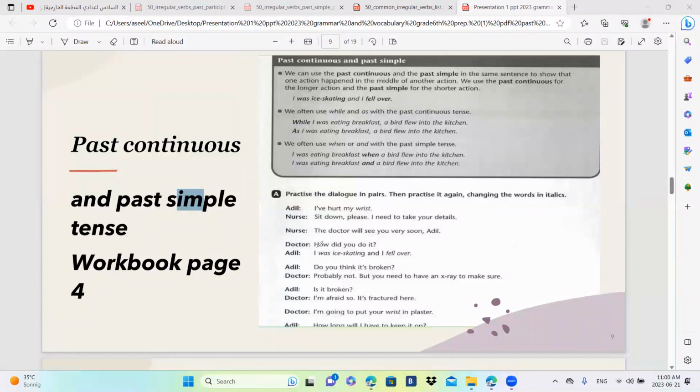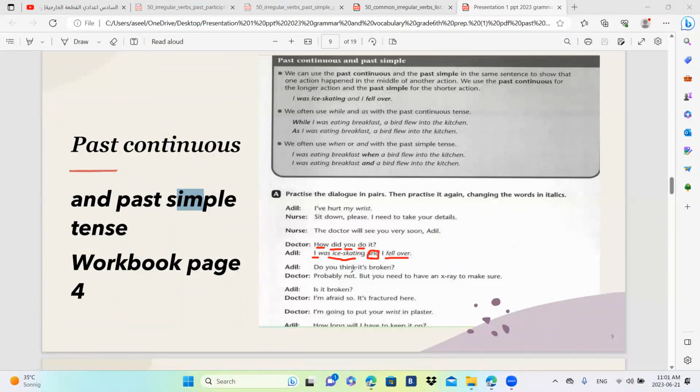Notice the question uses how. How, then the auxiliary did, then the subject, then the simple form of the verb, do. How did you do it? I was ice skating and I fell over. So the past simple tense came, and before it the past continuous.